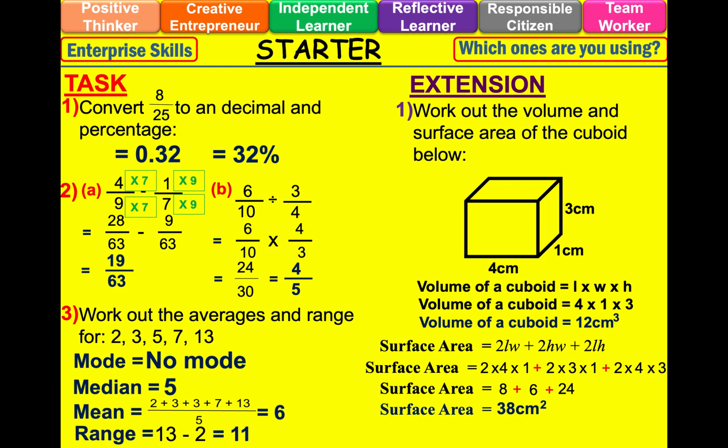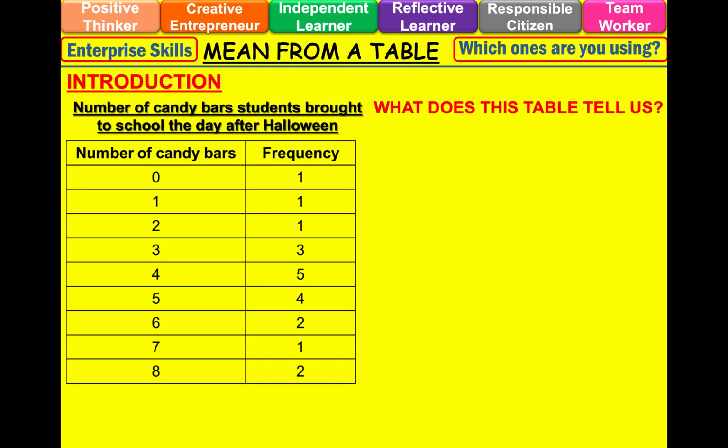in this sum. I want to go on to the main part of the lesson now, which is basically mean from a table. So in the last lesson we looked at mean. Now you have a table like this with frequency. So what does this mean? What does this table tell you? So you have a table with number of candy bars and frequency.